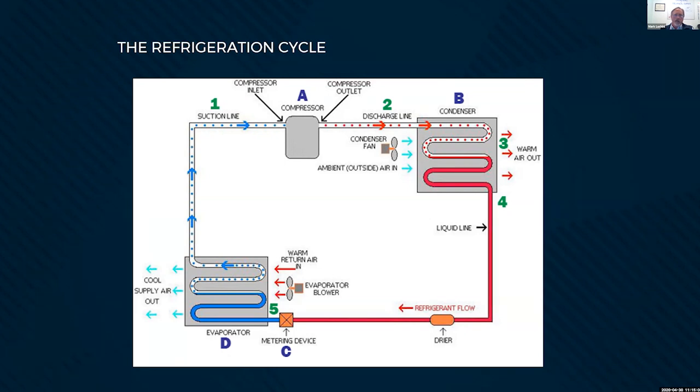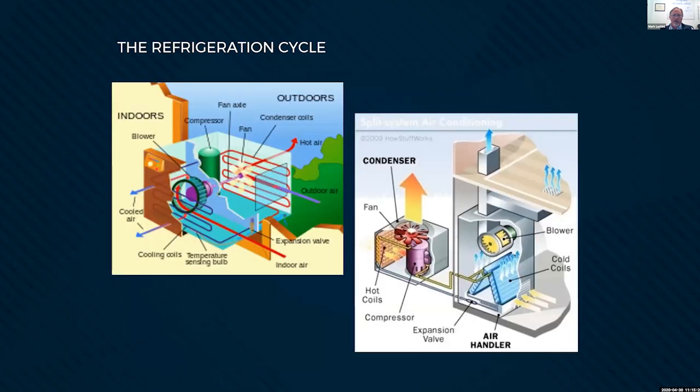Again, we take the low pressure, low temperature gas, pump it up to a high pressure gas, condense it to a liquid, still at high pressure, sprayed through the metering device into a mist. So that liquid mist evaporates to a gas and goes back to the compressor over and over again. What does this look like in real life?